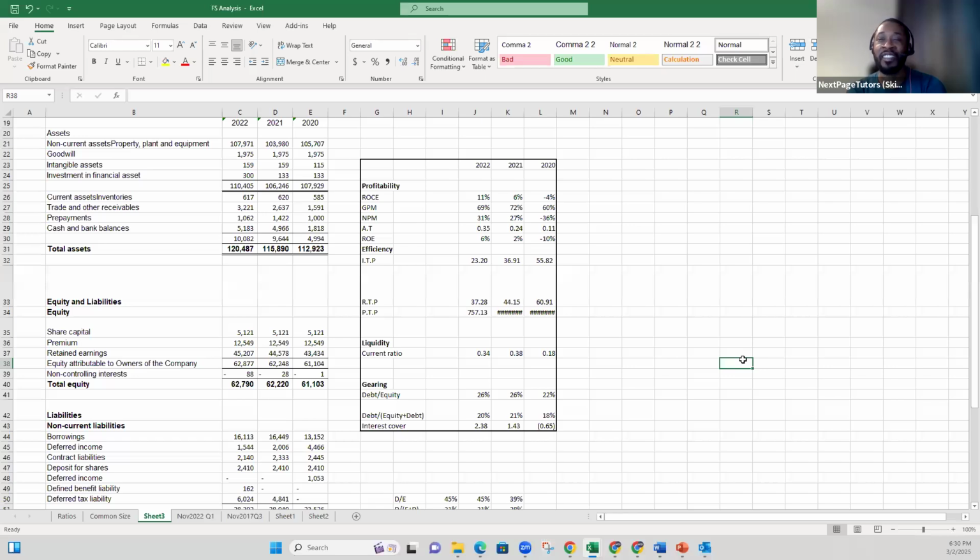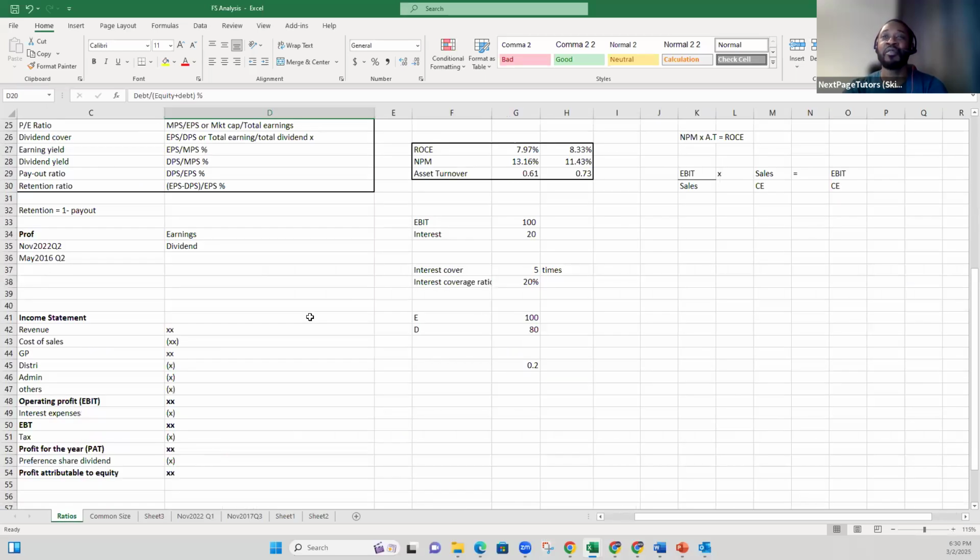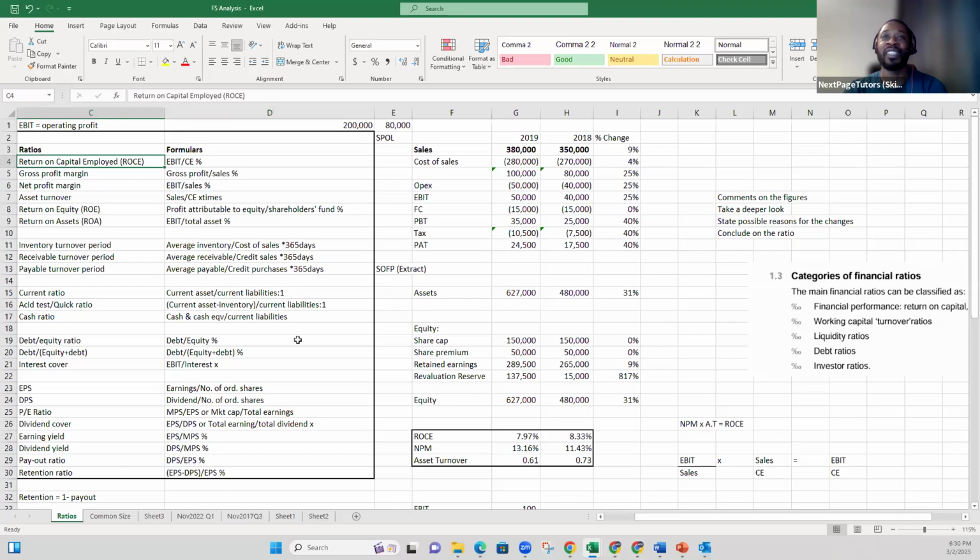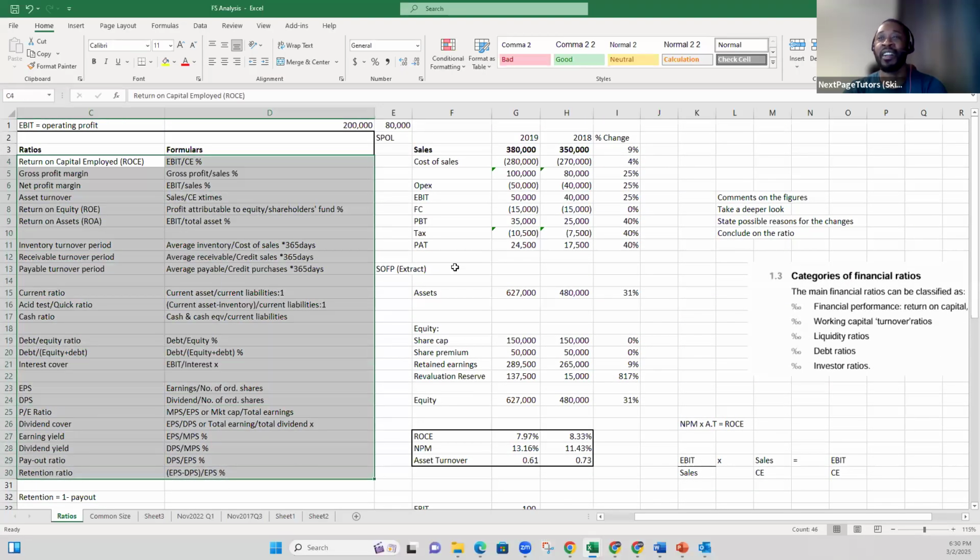We don't have much to do now. Because the way it is, ratios are garbage in, garbage out. You plug in the formula and then you arrive at your final answer.